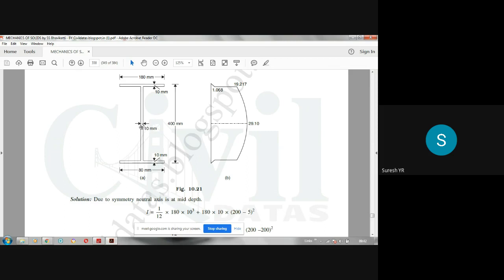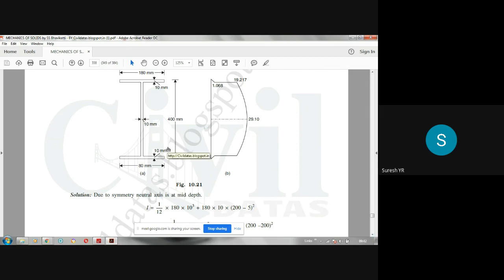So how to find that? For that we use once again the parallel axis theorem. On that day I had explained the parallel axis theorem, so you have to apply that here. For I section and T section, you have to use the parallel axis theorem. Now this I section contains three rectangular parts. So the moment of inertia of this I section will be equal to the moment of inertia of this rectangle plus this rectangle plus this rectangle about the neutral axis.